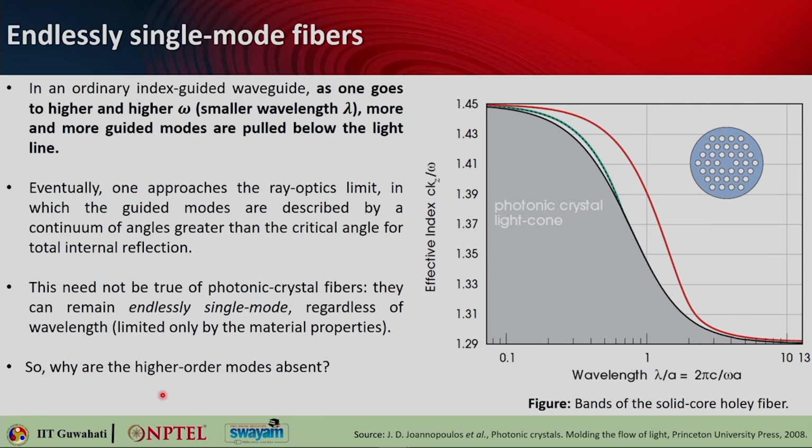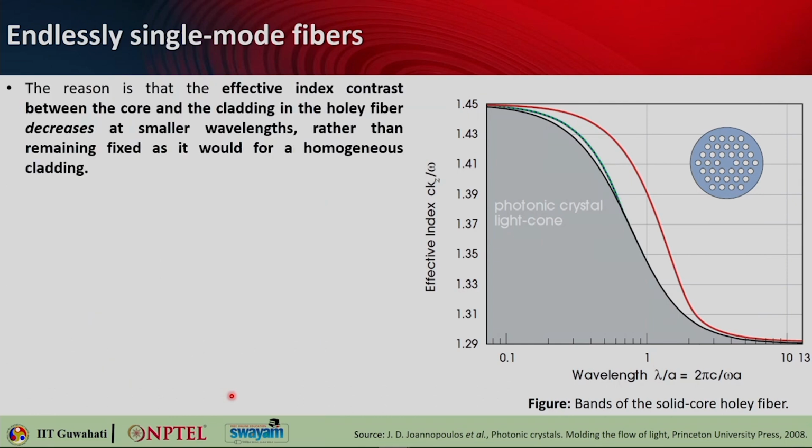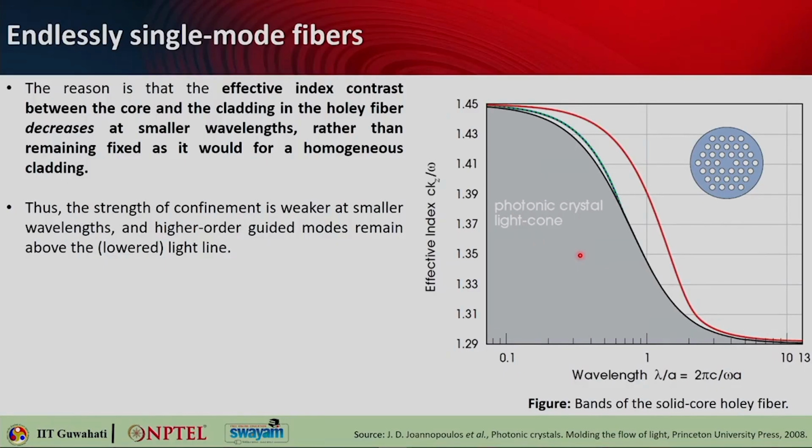So the question will come: why are the higher order modes absent? You can see from here, the reason is that the effective index contrast between the core and the cladding in the holey fiber keeps on decreasing at smaller wavelength, rather than remaining fixed as it would for a homogeneous cladding. In this case, the confinement for higher energy modes becomes very weak, because the delta n between core and cladding is very small. So those higher order modes leak out, and they will not be guided.